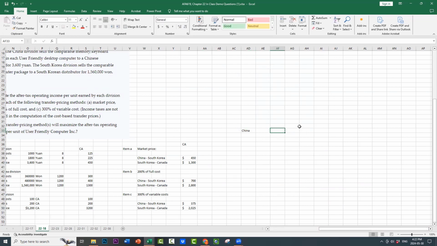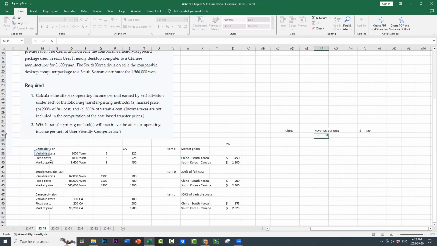We need their revenue per unit. And we know China's revenue per unit is going to be $450 because this is the transfer price. They're going to transfer this to South Korea at $450. So they're going to earn $450. They also have their variable costs. So let's just copy it over here. Variable costs per unit and their fixed costs. So we're going to have minus the 125 minus the 225. They're going to be their variable costs.